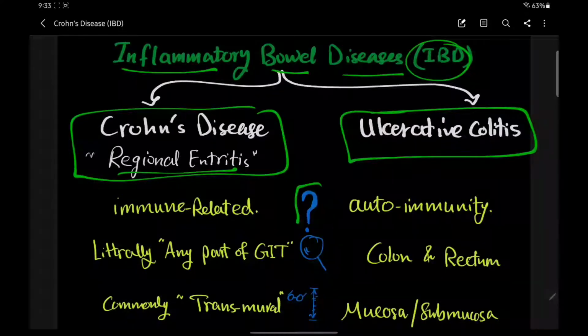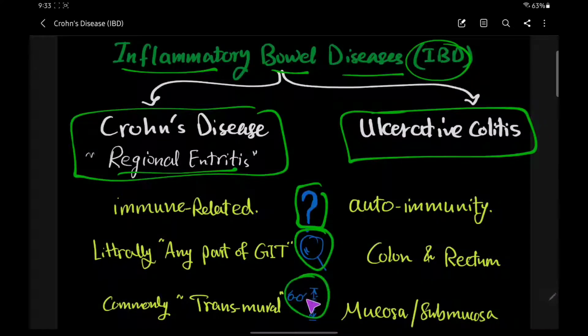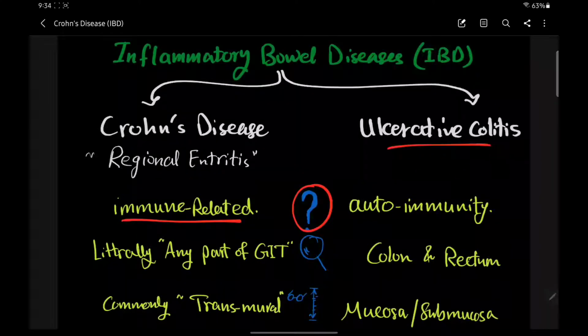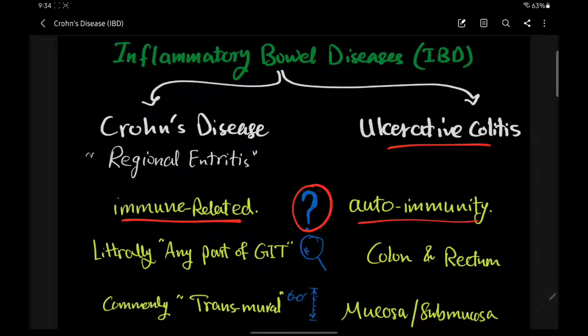Now, there are three major criteria to distinguish between these two diseases. However, the distinction might be most commonly hard, and it might even be impossible in 15% of the cases, which is known as indeterminate colitis. The first one is the pathogenesis. Crohn's disease is an immune-related condition. However, ulcerative colitis, which we will speak about in another video, is an autoimmunity.